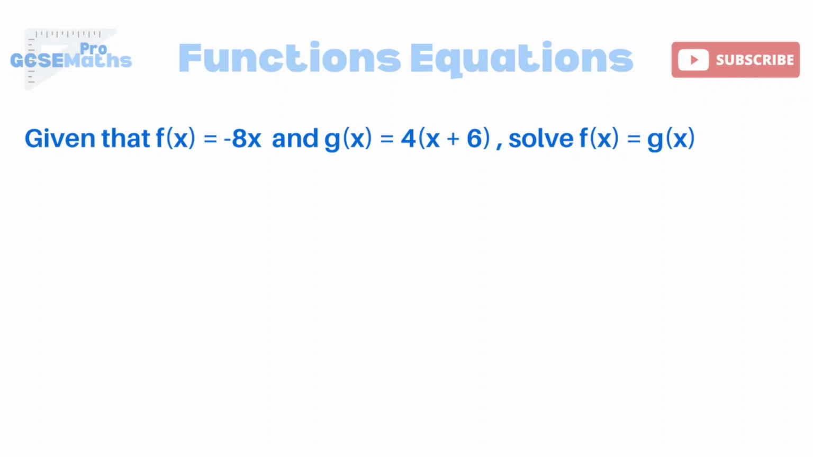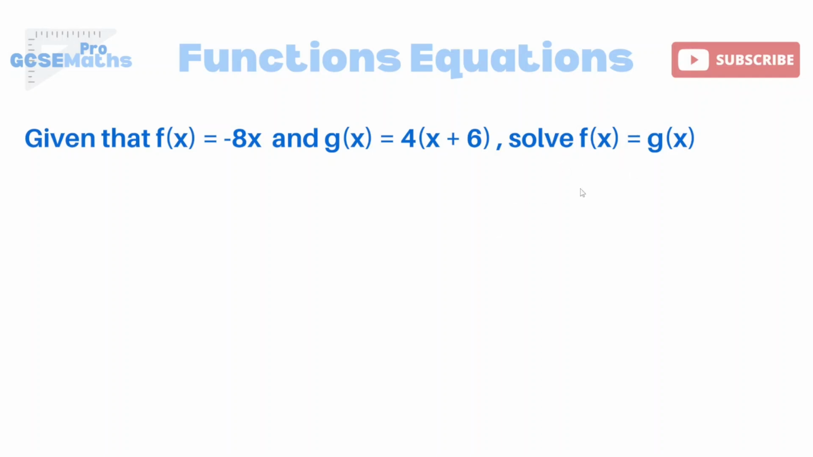As you can see, to start off with, we're just going to look at the normal functions. So, given that f of x is equal to minus 8x and g of x is equal to 4 times x plus 6, solve f of x is equal to g of x. So this is what I mean by the type of equation. They might give 2 functions, or 2 inverse functions, 2 composite functions, or any combination of those and put them equal to each other, for example. And then you have to actually find x.